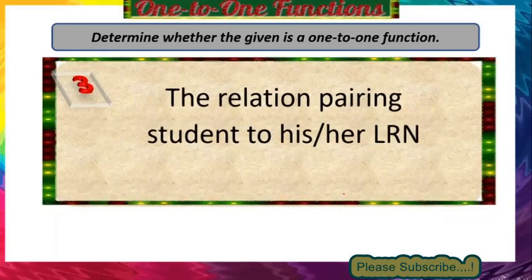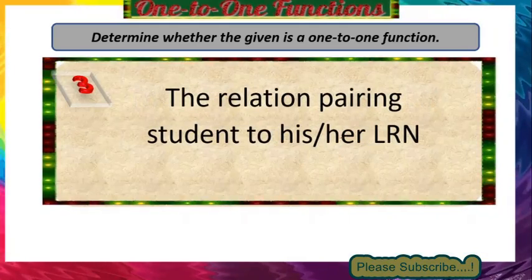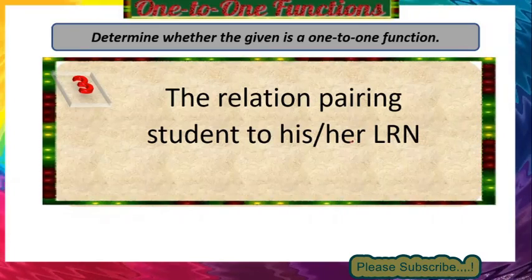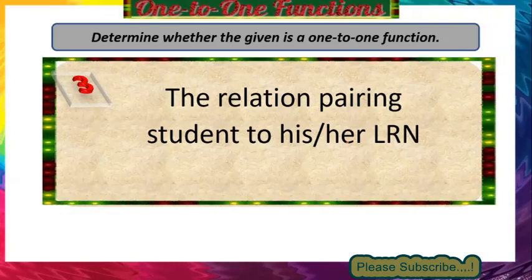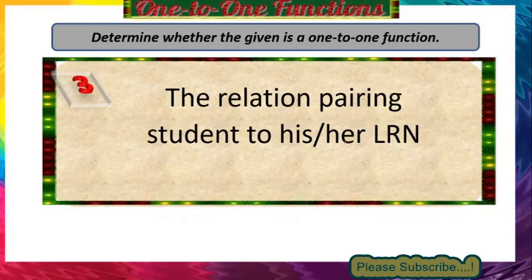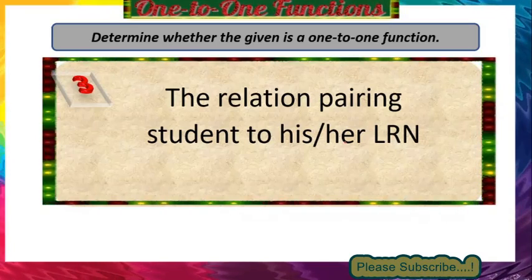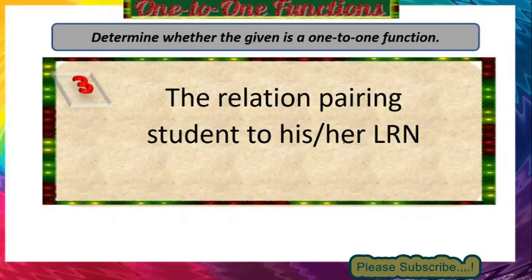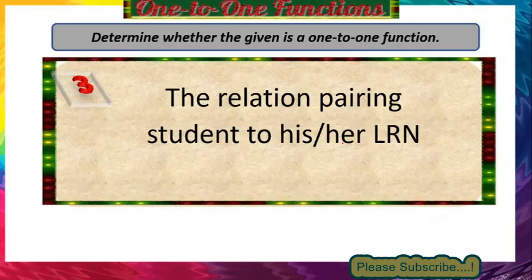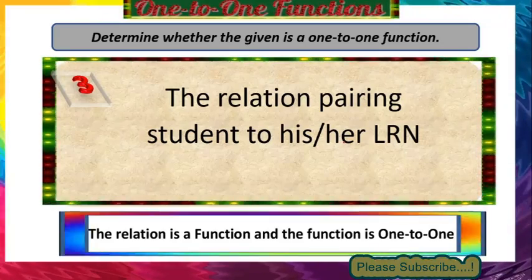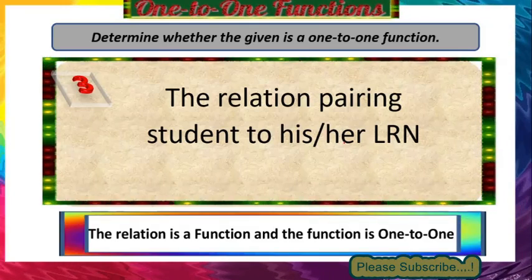Okay, the third example, the relation pairing students to his or her LRN. This relation is a function and also a one-to-one function. It's because no student is allowed to have more than one LRN number. Their LRN number is unique for each student. So our answer for that is the relation is a function and the function is one-to-one.